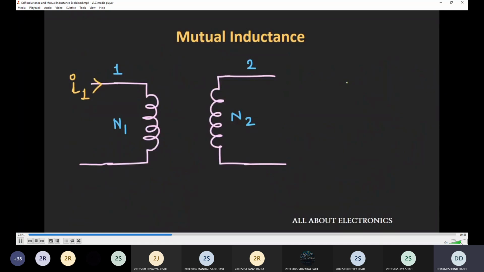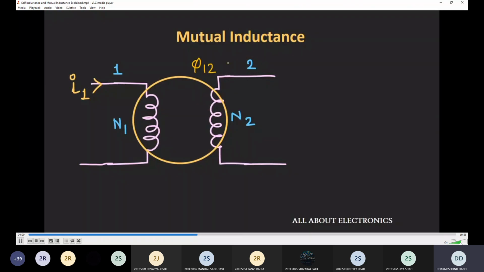Now let us see mutual inductance. Let us say we have two coils, 1 and 2, and the numbers of turns in these coils are N1 and N2 respectively. Let's say the current I1 is flowing through coil number 1, and because of this current there is a generation of magnetic flux, say phi1. This magnetic flux will link with coils 1 and 2. Let phi11 be the flux linked with coil 1, and phi12 the flux linked with coil 2. Here the current flowing through coil 1 is time varying, that is, it is varying with time.